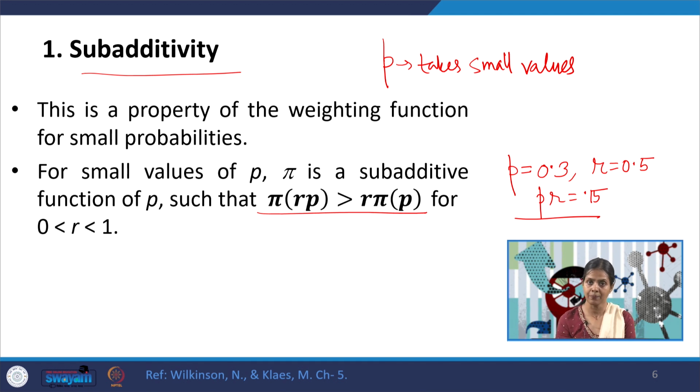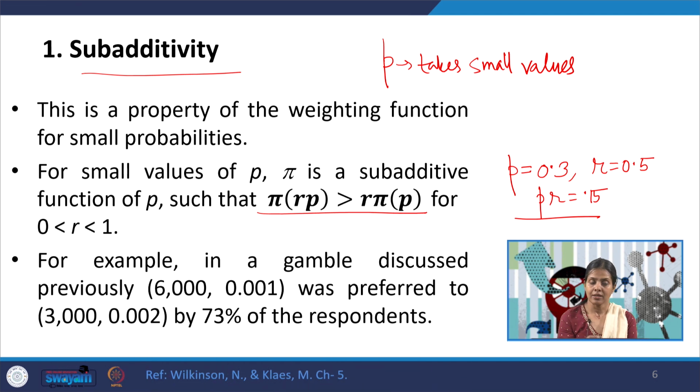This comes from the conjunction rule. So, sub-additivity implies that pi(rp) would be greater than r pi(p). Let us take an example. In a gamble discussed previously, we have shown that winning 6,000 with a probability of 0.001 was preferred to winning 3,000 with a probability of 0.002 by 73% of the respondents.